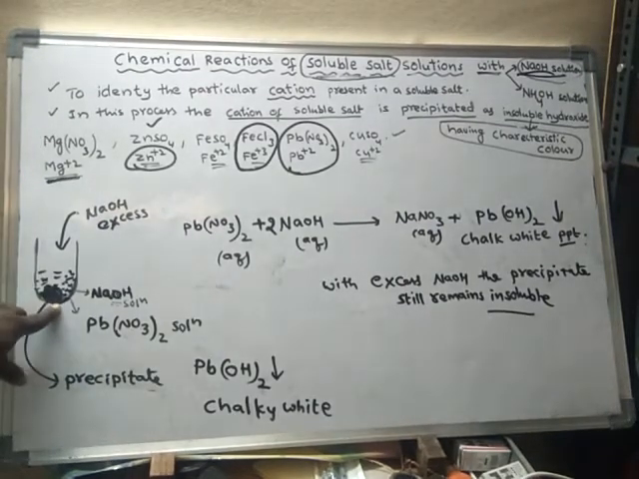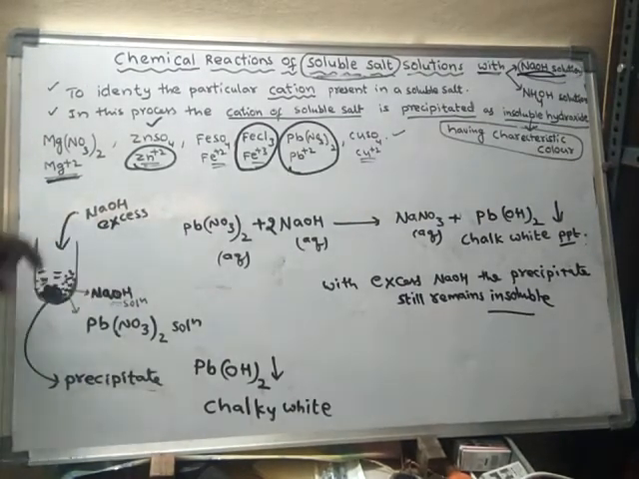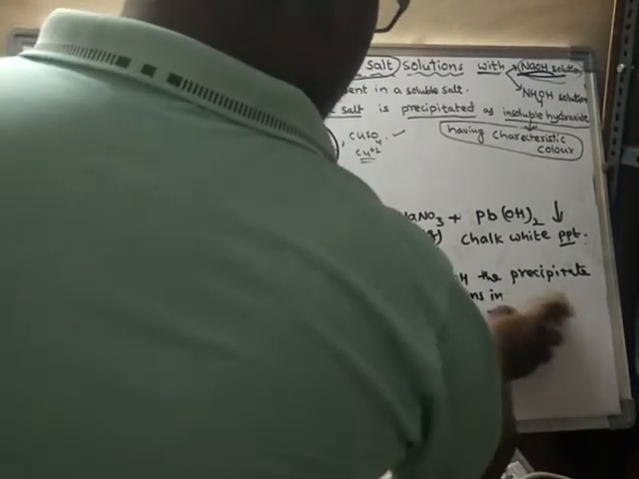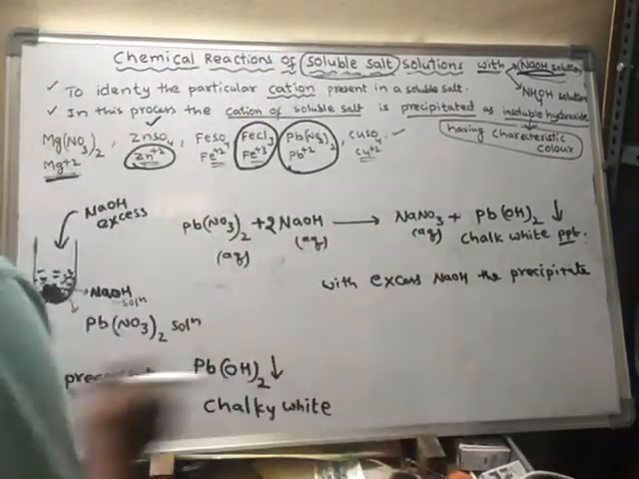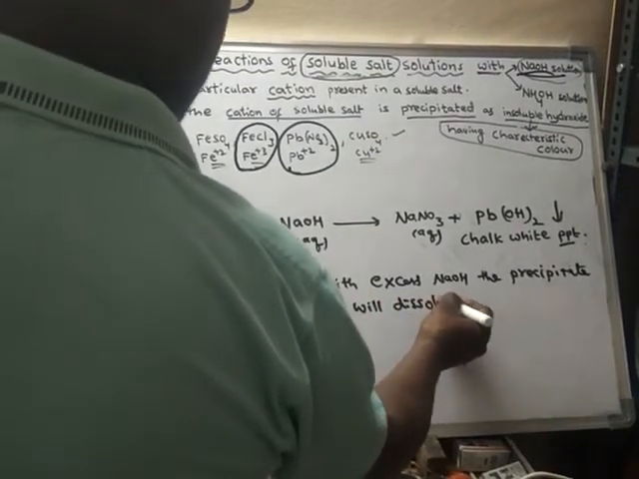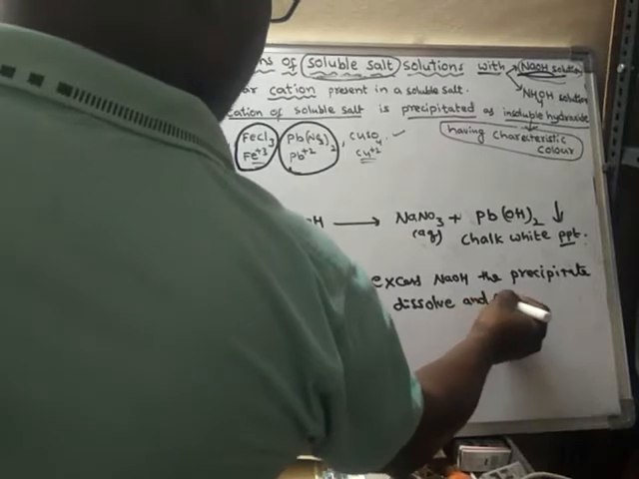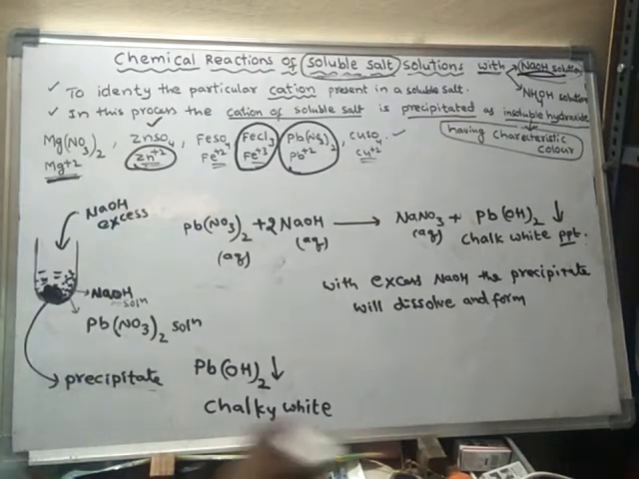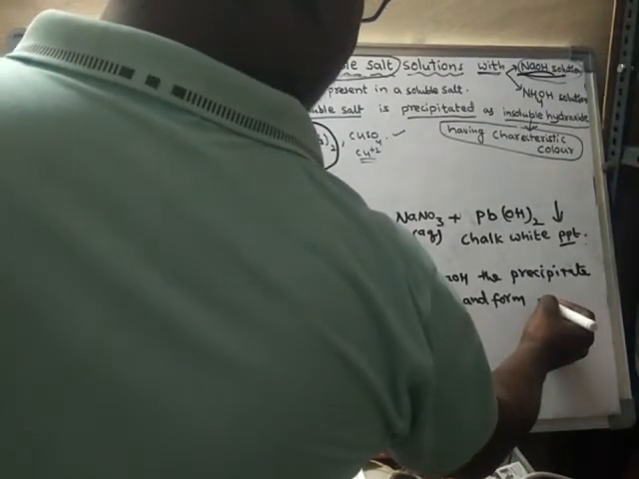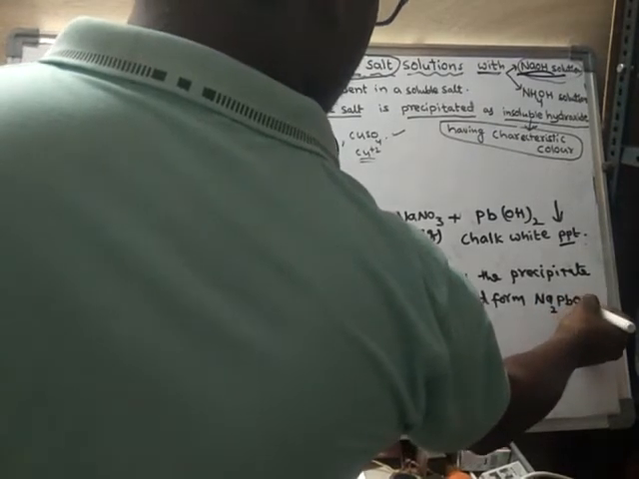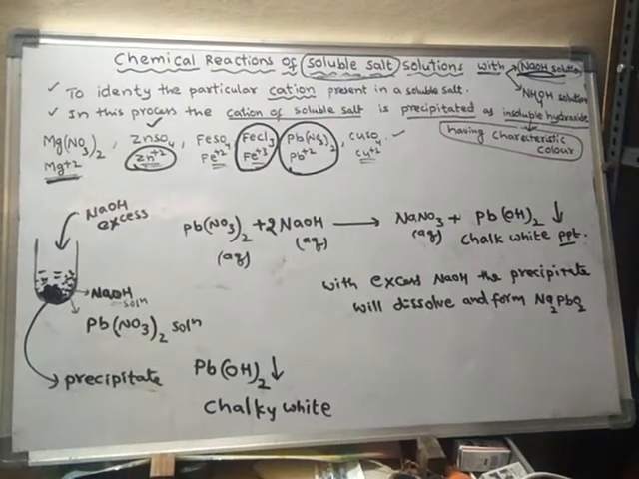Now what do we have to do again? We have to add excess sodium hydroxide to this. In this case, with an excess amount of sodium hydroxide, the precipitate will dissolve and form sodium plumbate. It forms sodium plumbate, Na2PbO2.